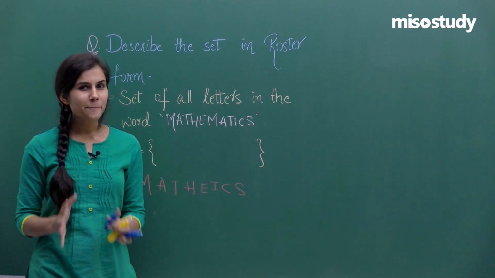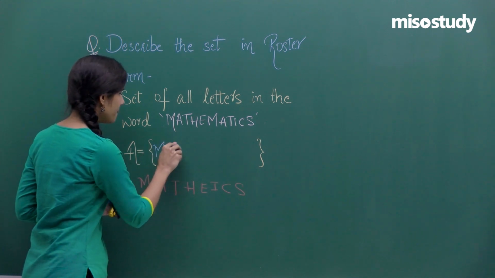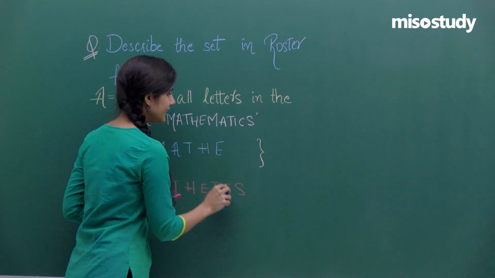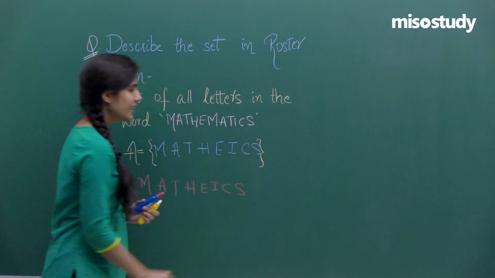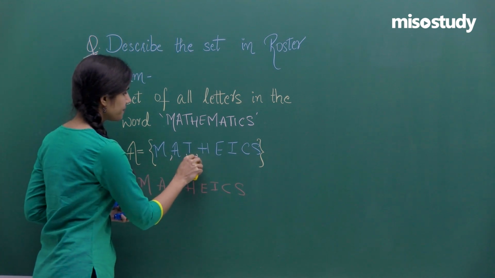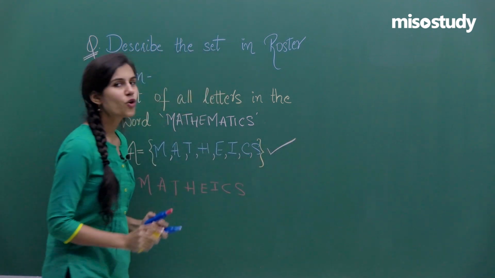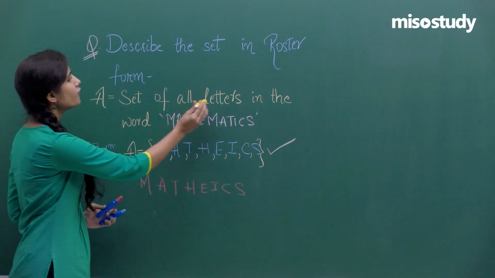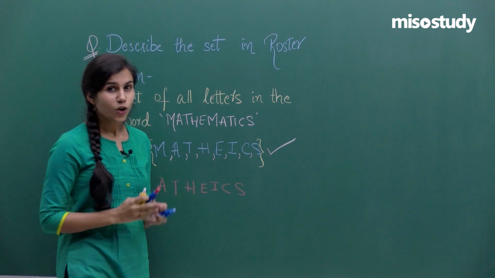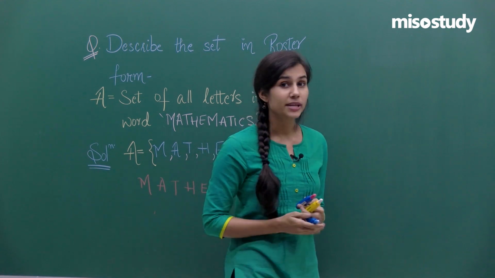Once you know what all members qualify to sit in the set, just put them in the set: M, A, T, H, E, I, C and S, and separate them with the help of commas. Well, this is it. This is our roster form of the set of all letters in the word mathematics. Let us move on to our next query, which gives us a task to express the set in set builder form.